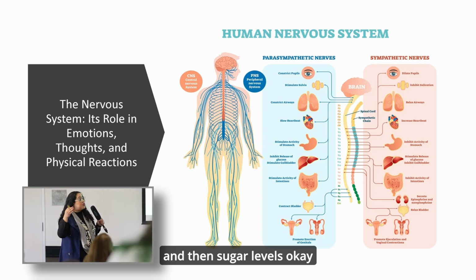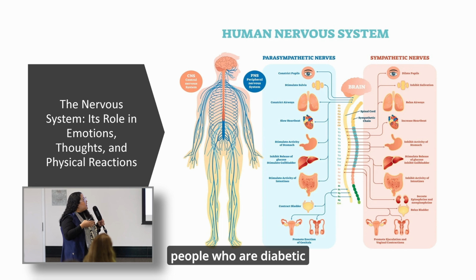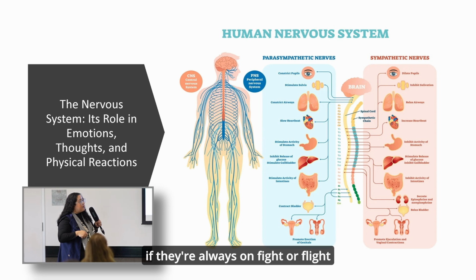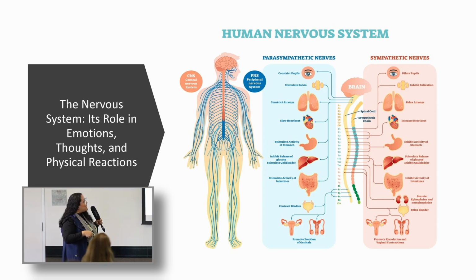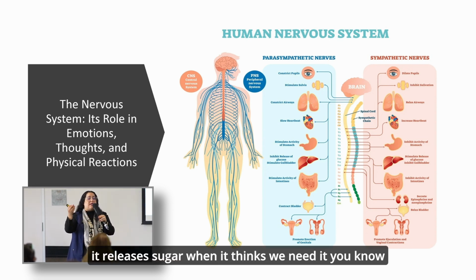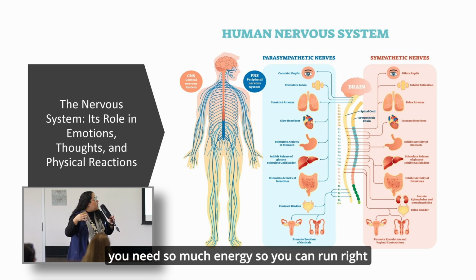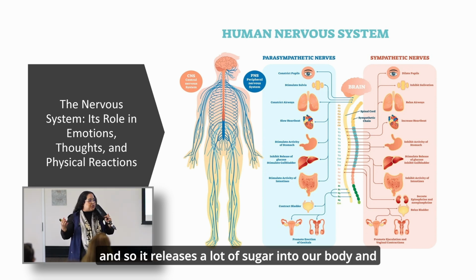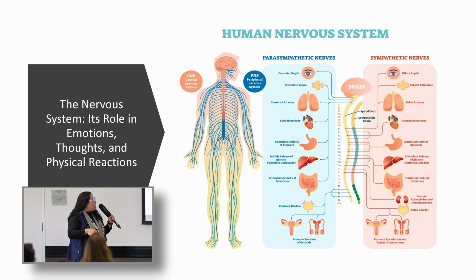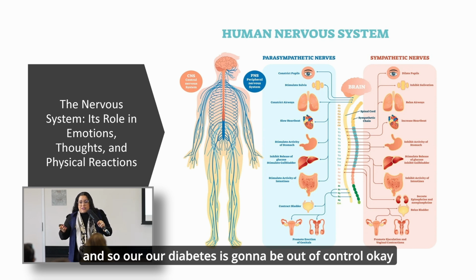Okay, and then sugar levels, okay? People who are diabetic are gonna have a really hard time if they're always on fight or flight because our liver is the sugar deposit, right? So it releases sugar when it thinks we need it. And so if we're on fight or flight, it says, oh my God, you need so much energy so you can run, right? And so it releases a lot of sugar into our body, and so our diabetes is going to be out of control, okay?